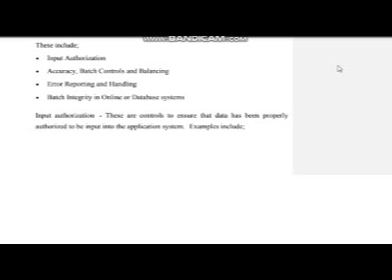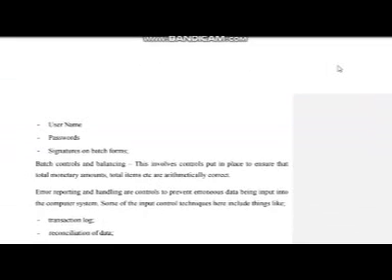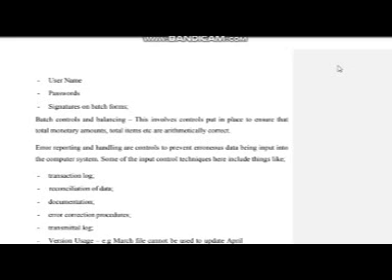Batch control and balancing. This involves controls put in place to ensure that total monetary amounts, total items, etc. are arithmetically correct. Error reporting and handling are controls to prevent erroneous data being input into the computer system. Some of the input control techniques here include things like transaction log, reconciliation of data, documentation, error correction procedures, transmission log.